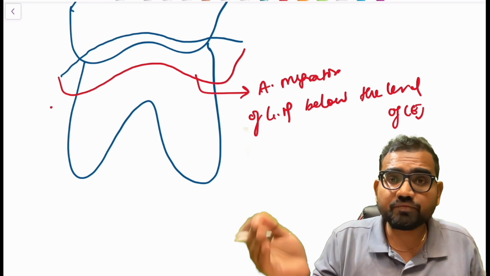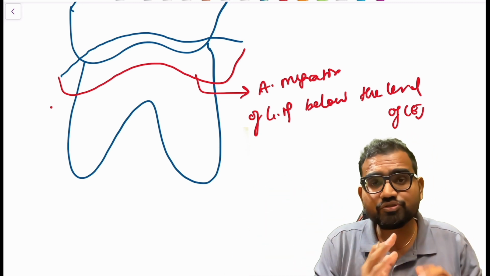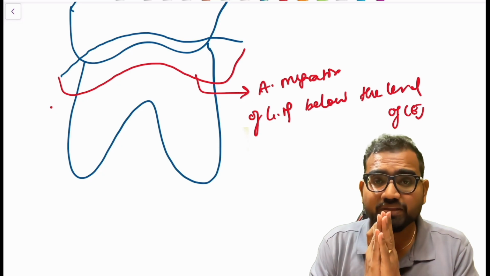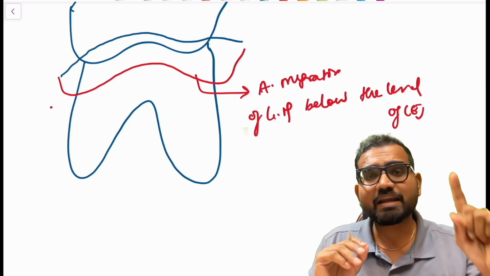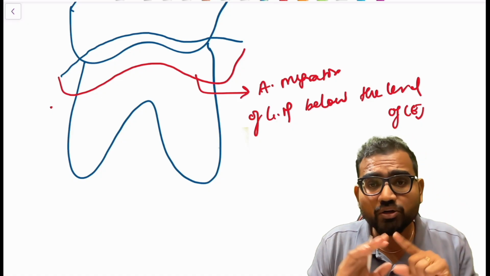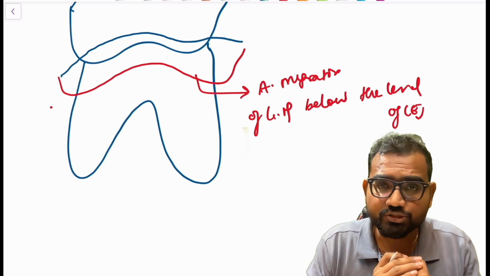Apical migration of junctional epithelium is pocket. Okay, so you should differentiate between these. There is Miller's classification. You would have heard of it. Class 1, class 2, class 3, class 4. Class 1, interdental bone loss will not be present. The marginal tissue recession will not extend to the mucogingival junction.